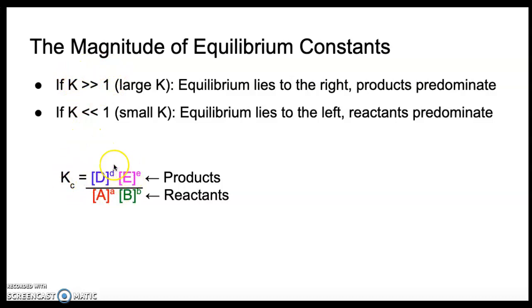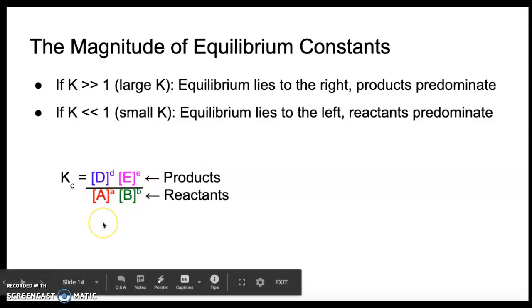looking at our equilibrium expression, that's going to mean that our numerator is much larger than our denominator, which means that there's more reactants than products. Sorry, more products than reactants. All right, so large K, lots of product, not a lot of reactant. All right, and so we would say that equilibrium lies to the right, because on the right side of our equation is where we find the products.